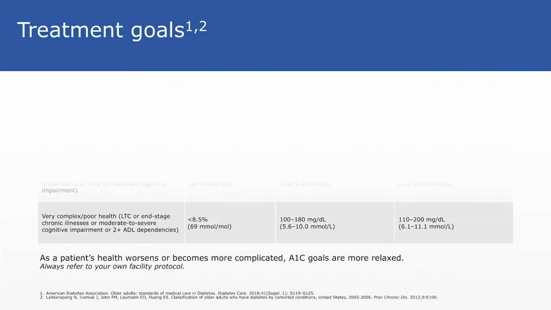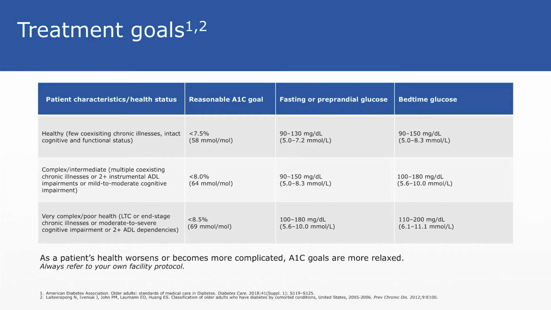When you look at treatment goals by the patient's health status, you can see goals vary from healthy residents with an A1C goal of less than 7.5% to a very complex patient in poor health whose target A1C is less than 8.5%. Overall, as your patient's health worsens or becomes more complicated, A1C goals become more relaxed. Always refer to your facility's protocols.